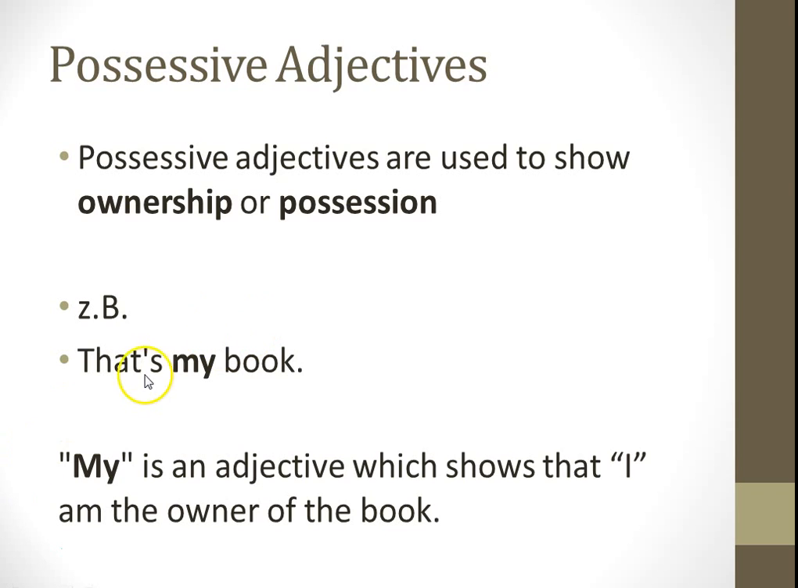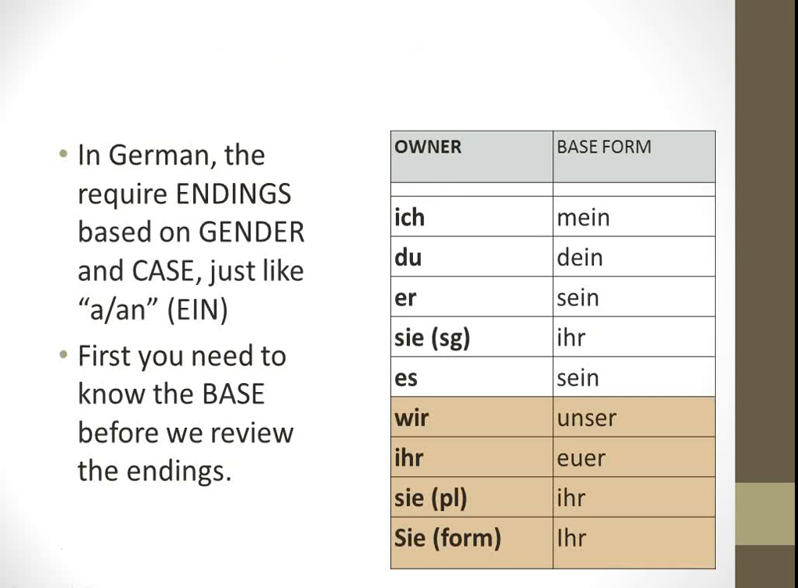So zum Beispiel, that's my book. This is an adjective describing book, and it shows who or what owns or possesses the book. So my. In German, we have more than just my, much like we have more in English. The things we need to remember is that in German, they require endings which are based on gender and case, just like we have our ein chart, which we've looked at before. So you need to know the bases before we can look at the endings for the chart.